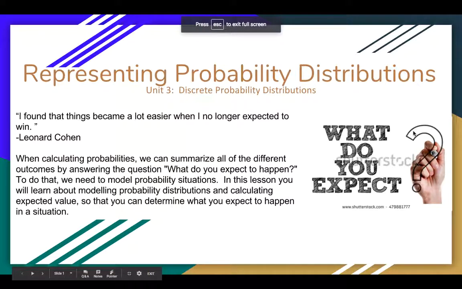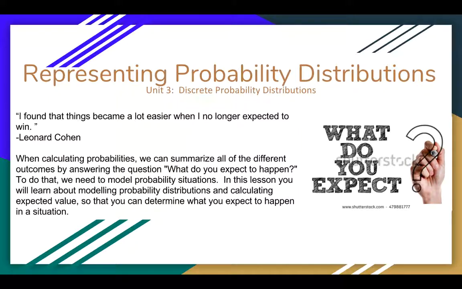Okay, this is our first lesson on Unit 3, and this is going to be representing probability distributions. Really what we're going to find out is that we're going to be making probability distributions kind of like we did with mathematical functions in grade 11. One of the big things that we're going to be talking about in this unit is what do you expect to happen? We've started this conversation before with the law of large numbers, and we're going to continue this conversation today. It's just some Canadian content for Leonard Cohen, just a quote about expectation.